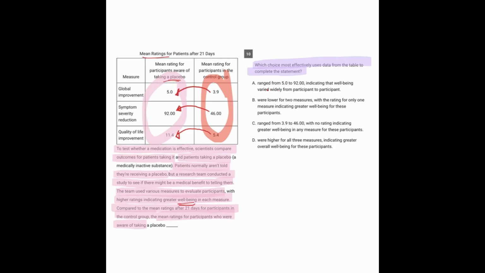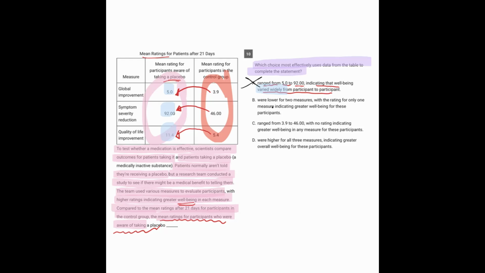So A says the mean rating for participants who were aware of taking a placebo ranged from 5 to 92, indicating that well-being varied widely. It wasn't really the idea that they varied widely, it was the idea that people who took the placebo had higher numbers in all 3 areas. So I think we can get rid of A.